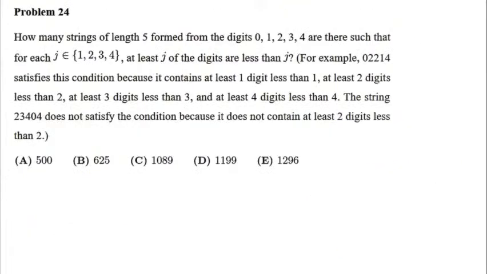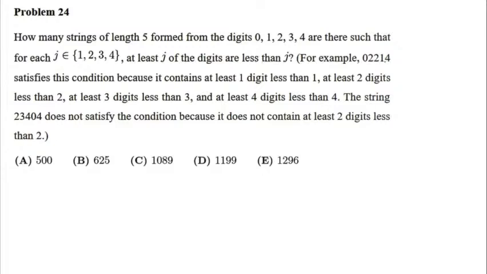AMC 10A 2022, problem number 24. How many strings of length 5 formed from the digits 0, 1, 2, 3, 4 in order are there such that for each j belonging to 1, 2, 3, 4, at least j of the digits are less than j?